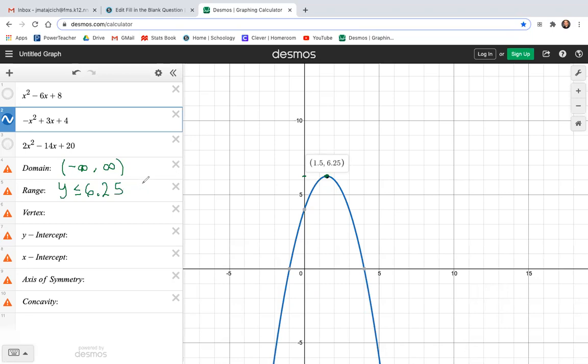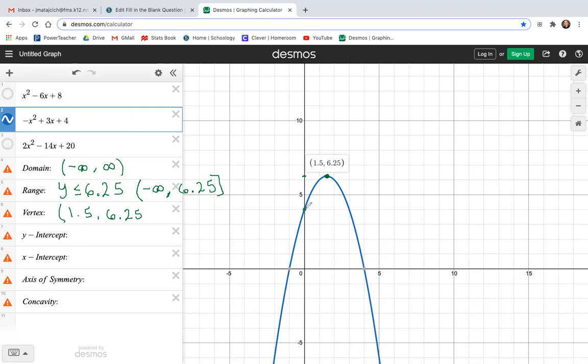And again, if you want to write that out using this notation, our y values range from negative infinity up to 6.25. Okay, the vertex, I already have it highlighted for you. Again, the vertex is just that maximum or minimum point, which is (1.5, 6.25).